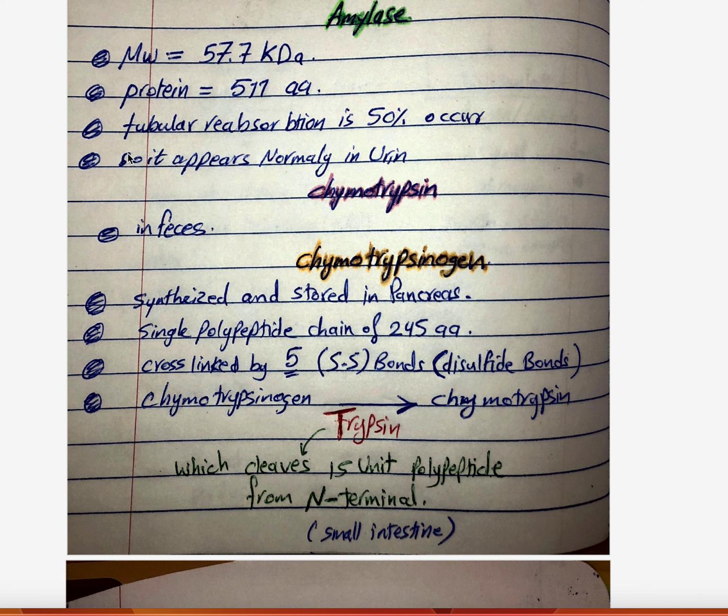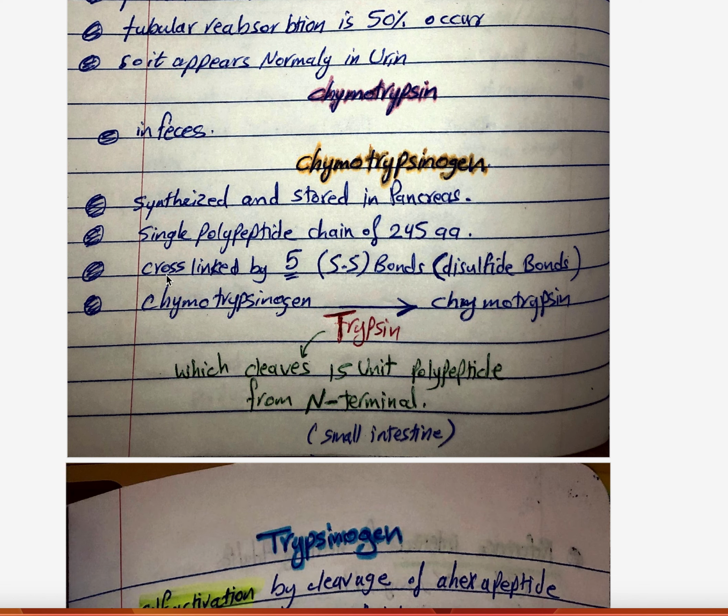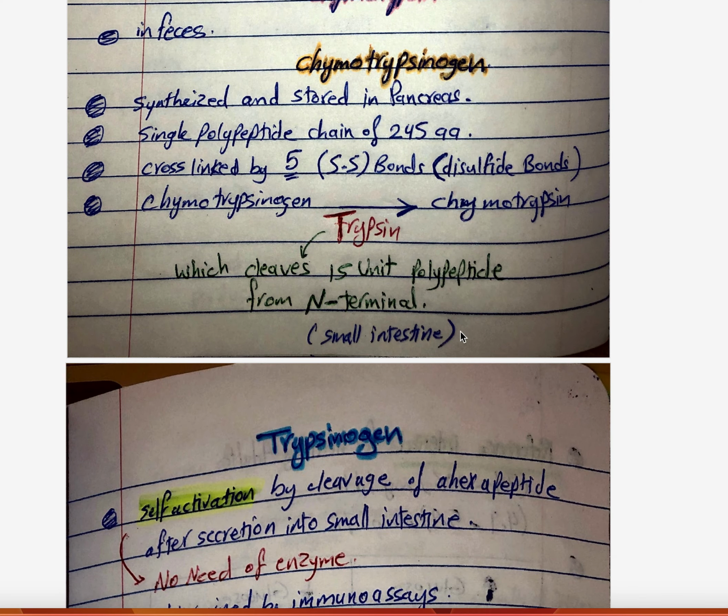That's why we see it in the feces, because if you understand this equation, you can understand why we see chymotrypsin in the feces. We're talking about the normal condition. So we have chymotrypsinogen, and trypsin is present in the small intestine. Everything happening in the small intestine turns it into chymotrypsin. How can that happen? It cleaves 15 units of the polypeptide chain from the N-terminal, in the small intestine, so chymotrypsin appears in the feces.